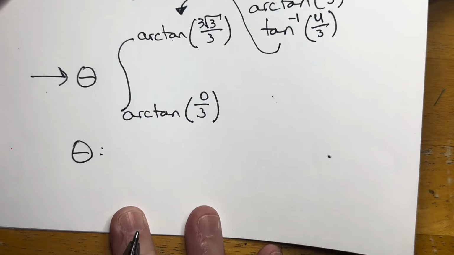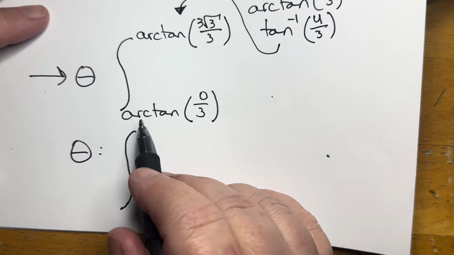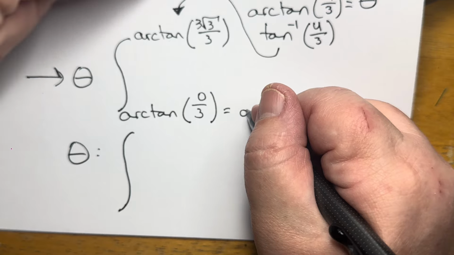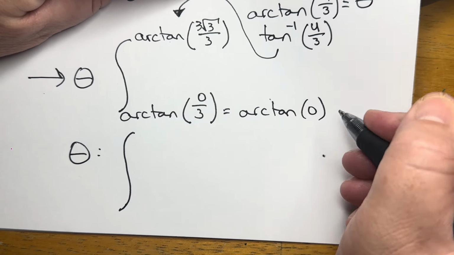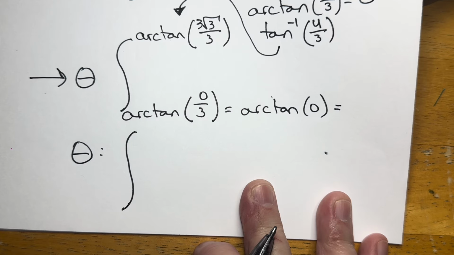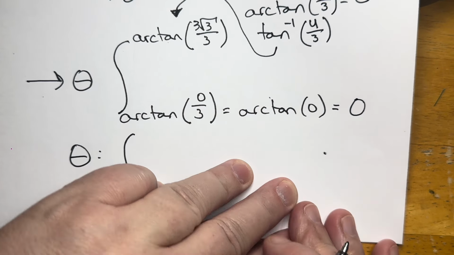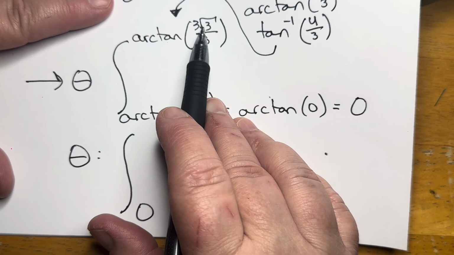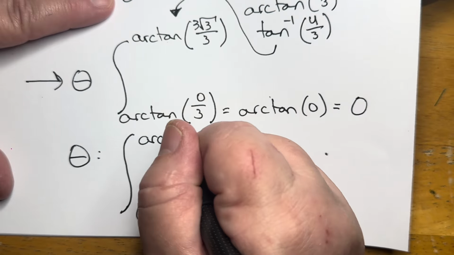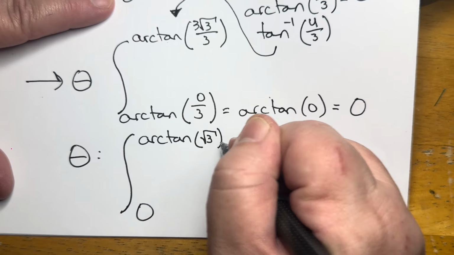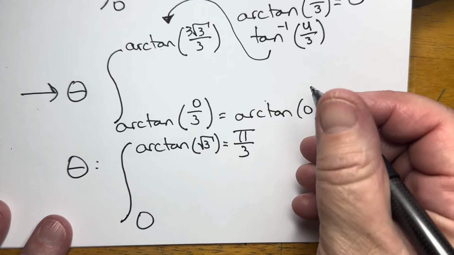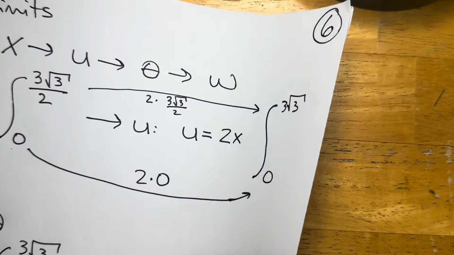So for theta, and this I'm just going to have to tell you, the arctangent of 0 over 3, which is the arctangent of 0, is actually equal to 0. The arctangent of 3 radical 3 over 3, this is going to be arctan of radical 3, and that's actually pi over 3. It's 60 degrees. Okay, we're nearly there.